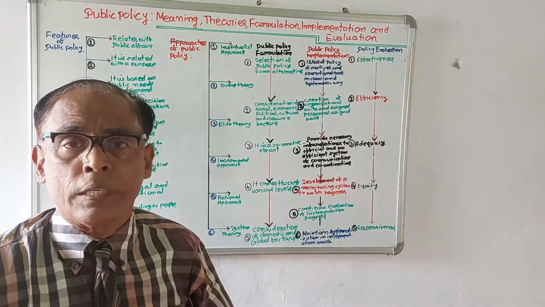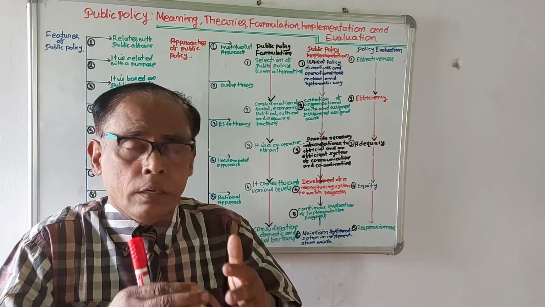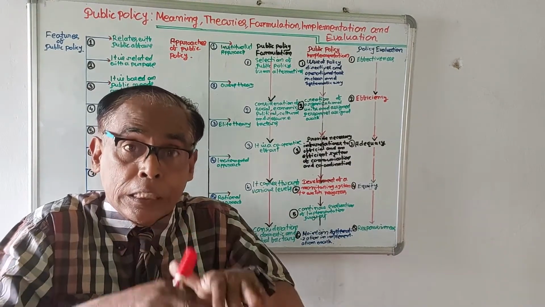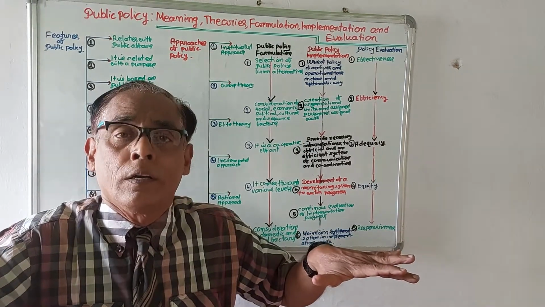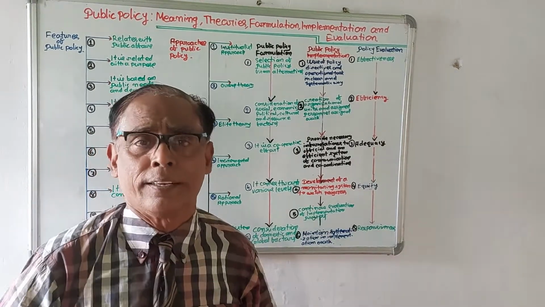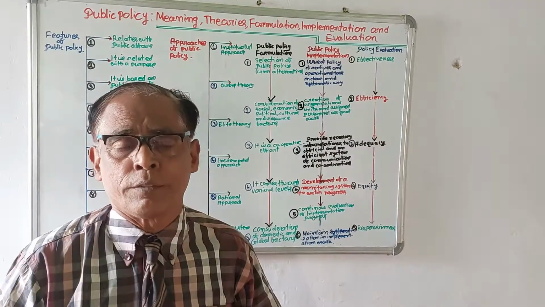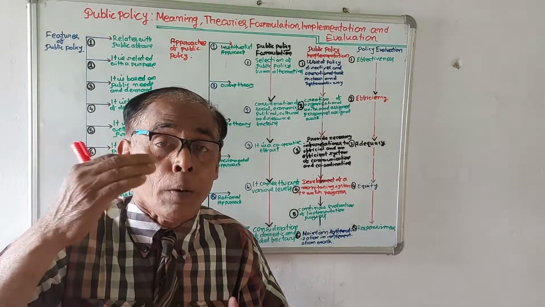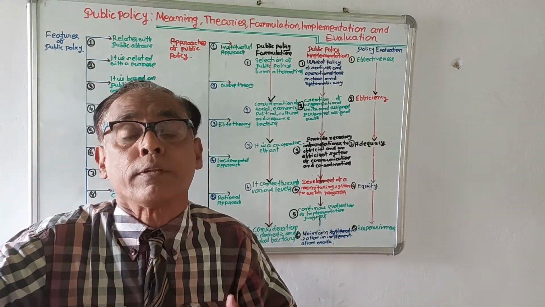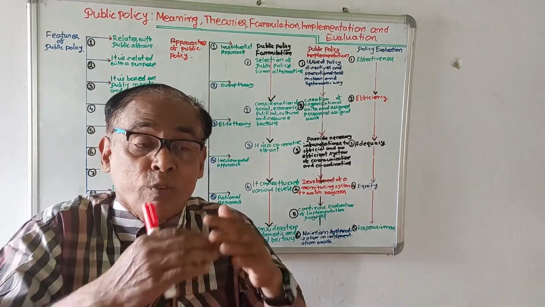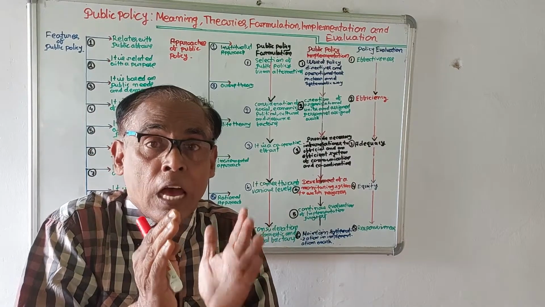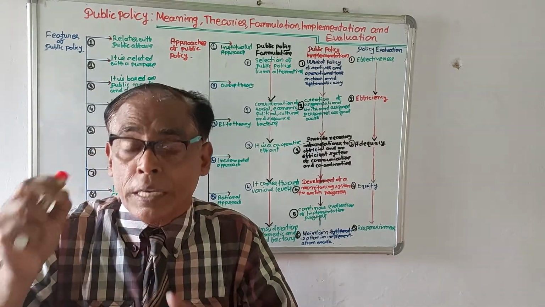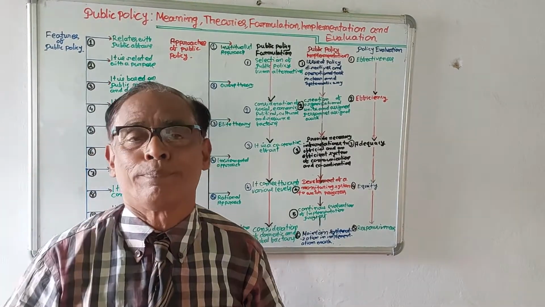Then equity. Equity means whether the benefits of public policy have been distributed among all the people or not, or a particular section of people have been benefited. Finally, responsiveness. Responsiveness means how far the public policy is successful in solving people's problems.